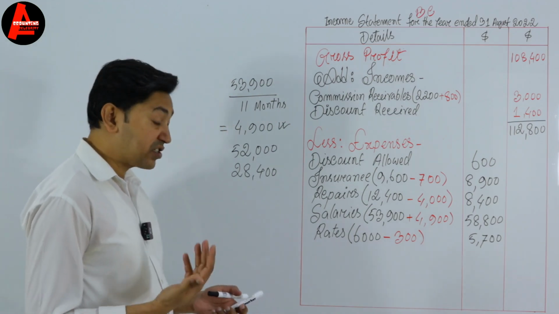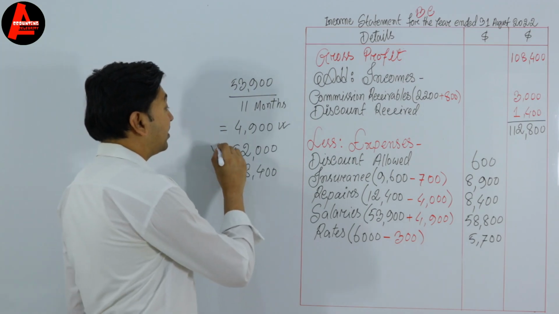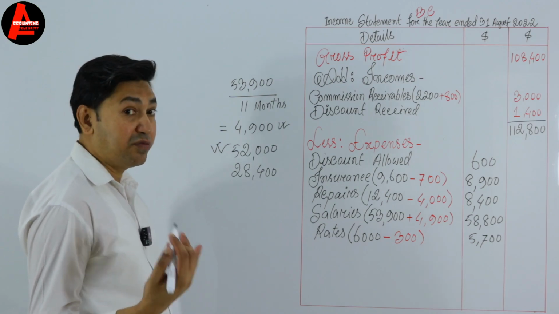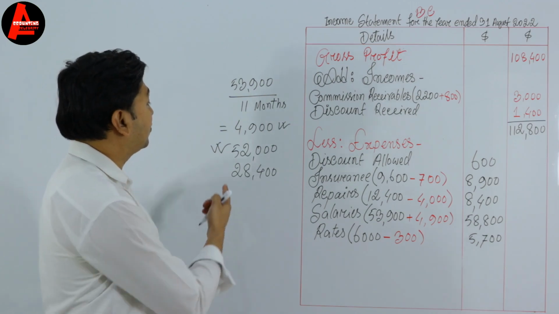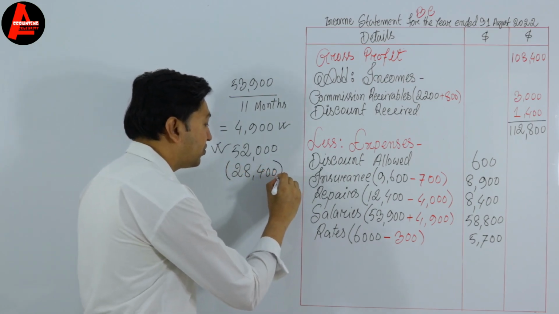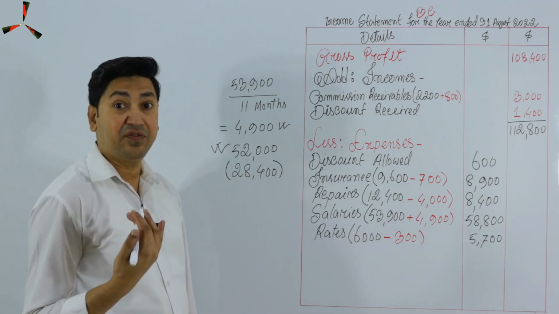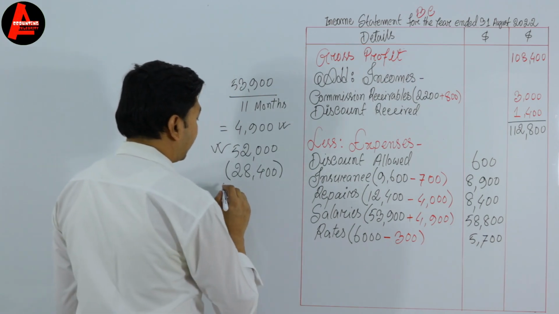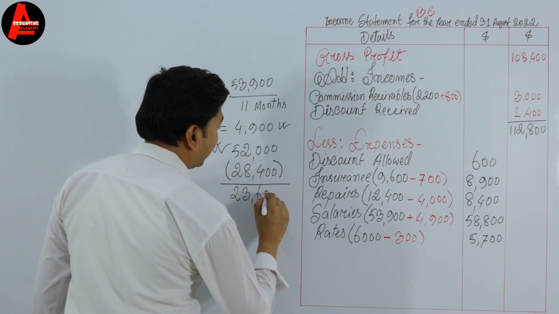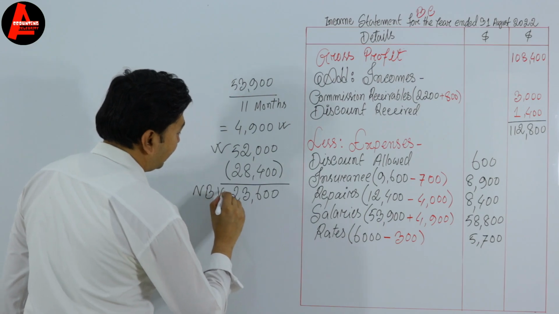So here the cost value of the machinery was $52,000. Now we saw in the question the provision for depreciation is $28,400. So we will subtract this amount from $52,000 to calculate the net book value. If we subtract, we get $23,600. This is our net book value, NBV.